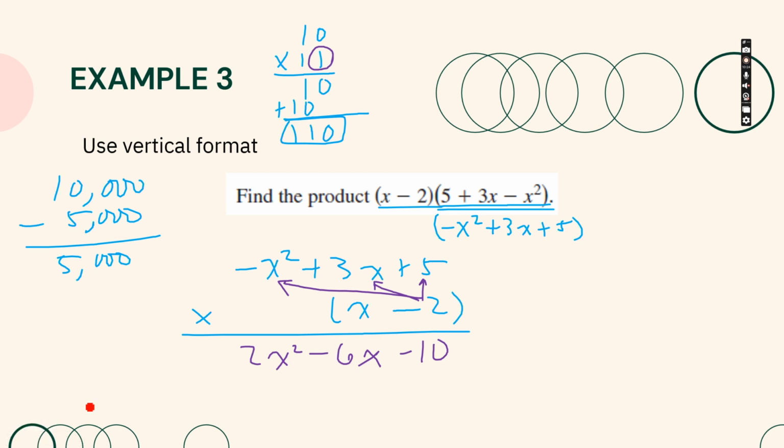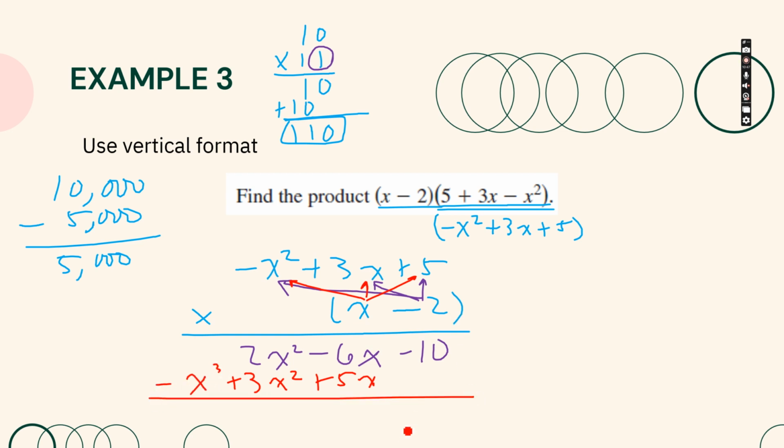We'll do the same format with x. So multiplying x with all these terms here, we'll first start with the small one. x times 5 gives you positive 5x. x times 3x gives you 3x squared, and we ought to make sure that this is also positive. And finally, x times -x squared gives us negative x to the third power.